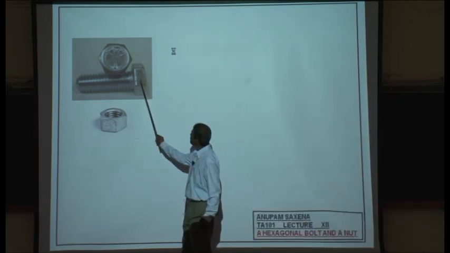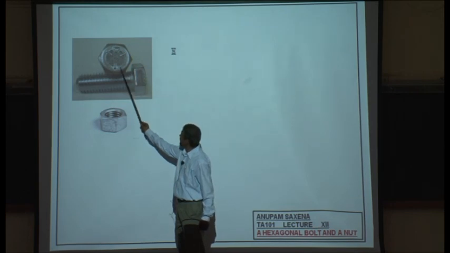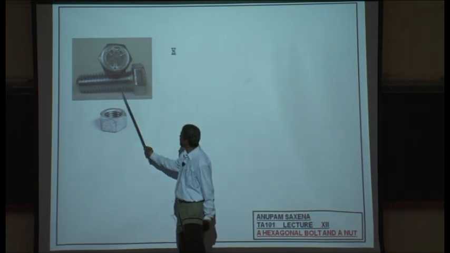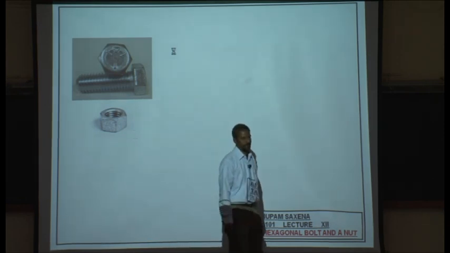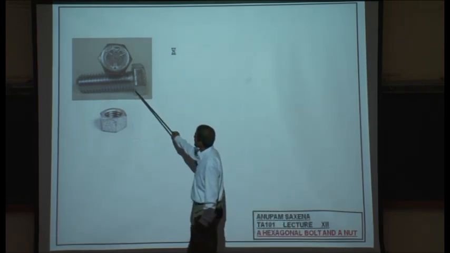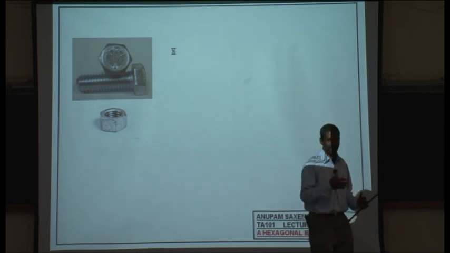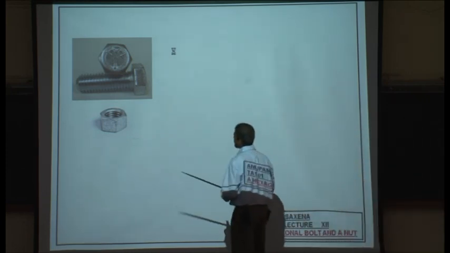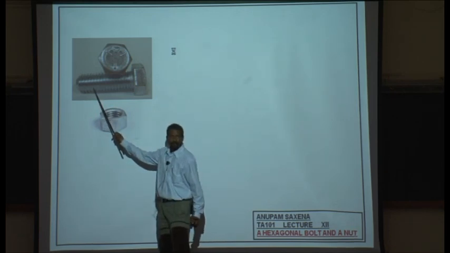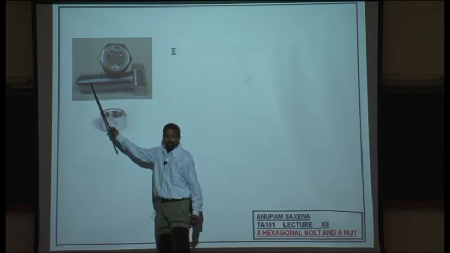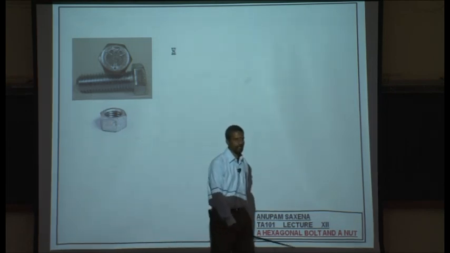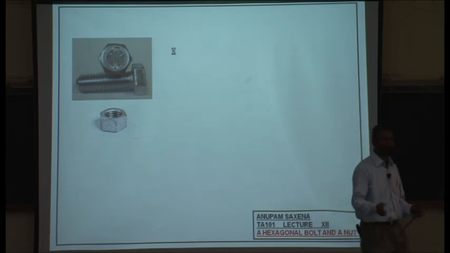For the bolt, you have the head, which is hexagonal in nature. You can actually have square heads also; there are different kinds of bolts. Then the shank of the bolt: you can have a part of it threaded, or the entire shank threaded. People say, this is the hexagonal bolt with some nominal diameter D, the outer diameter of the shank.